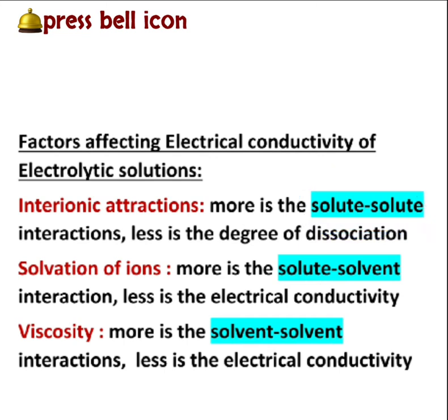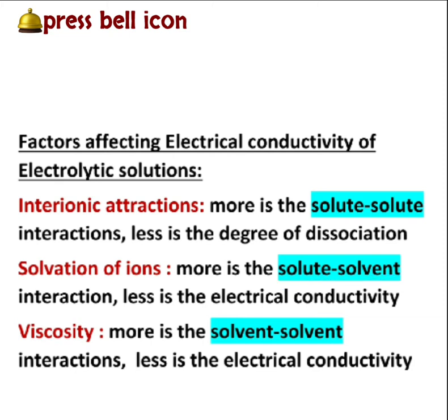Further, the second factor is solvation of ions. When you consider any particular electrolyte in contact with a solvent, it can be an aqueous solvent, solvation of ions can take place. As soon as the ions are formed within that system, if there is an interaction between the ions of the solute and the solvent molecules, such interactions are called solute-solvent interactions. Due to these solute-solvent interactions, the degree of dissociation will decrease. Yes or no? And because of this, electrical conductivity will also decrease.